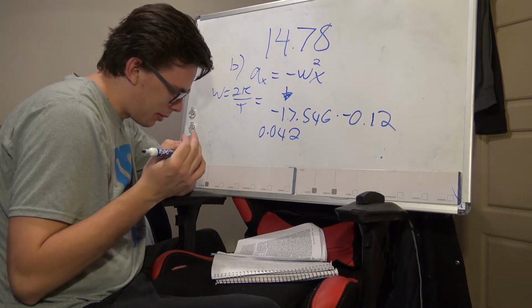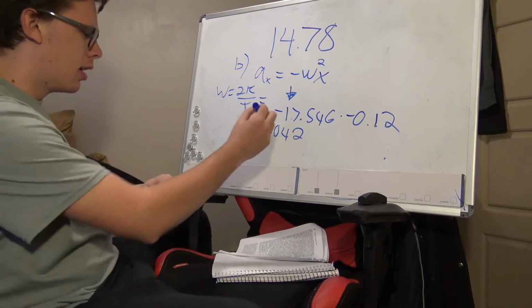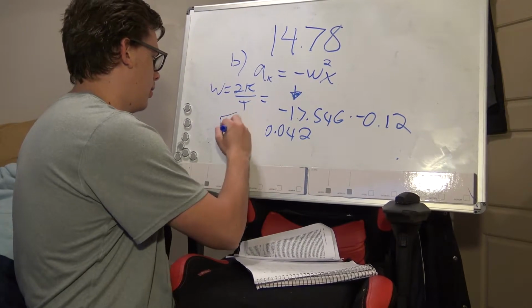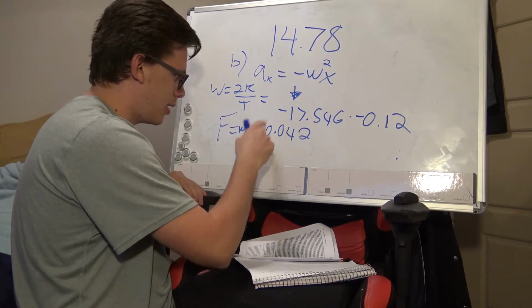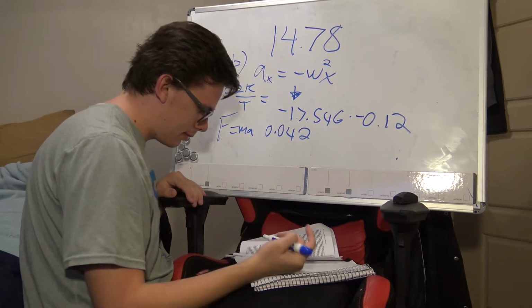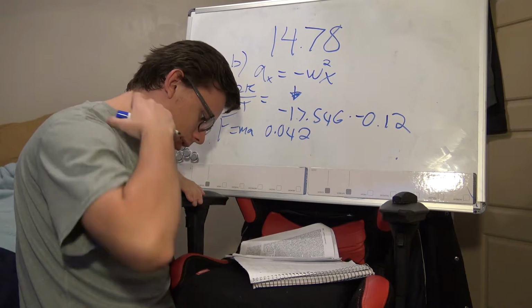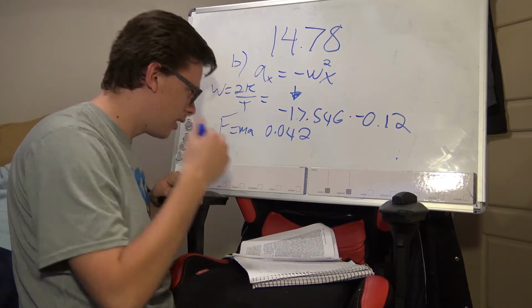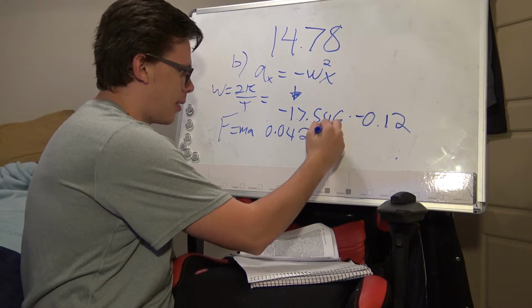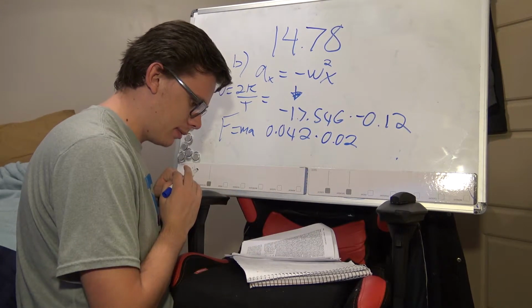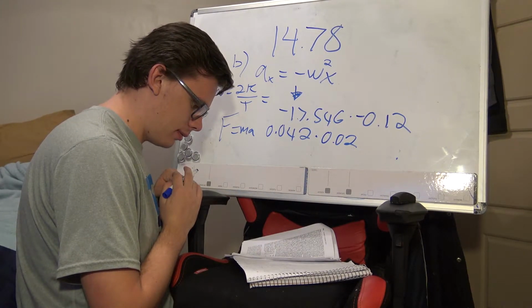So we want the force. So we all know force equals mass times acceleration, and this is our acceleration. And it gives us the mass, which is 0.02 kilograms. Just do that times 0.02.